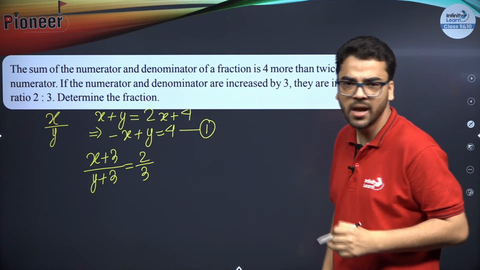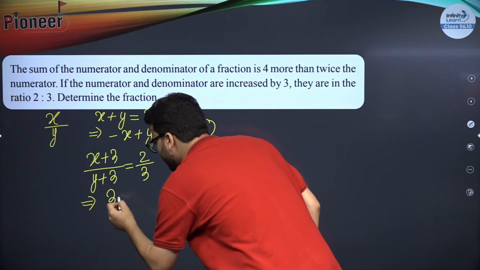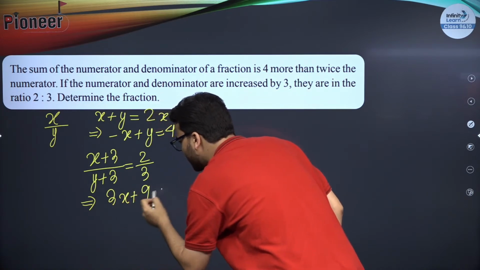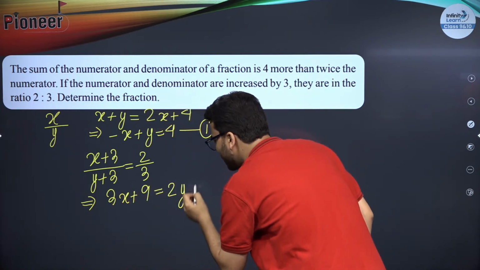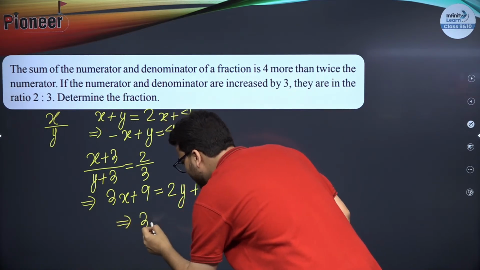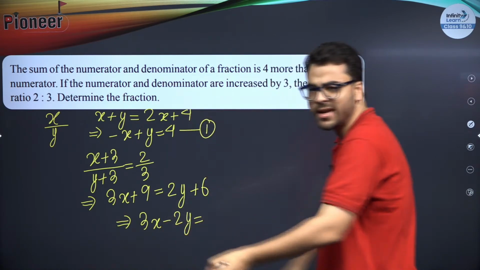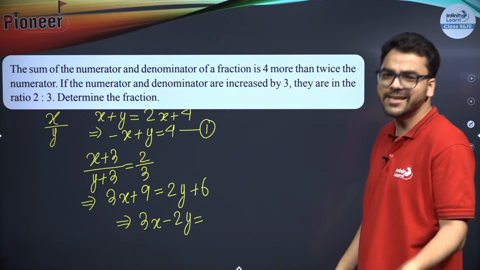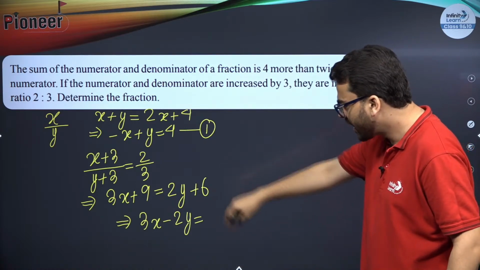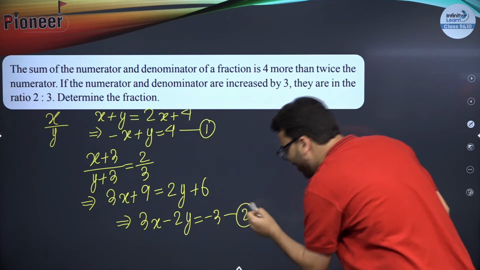Simple question over here. So let's simplify this thing. Let's cross multiply. What will you get? You'll get 3x plus 9, and that is equal to 2y plus 6 over here. So let's write it in the standard form. So you can write it 3x minus 2y, and that is equal to minus 3. Although, I'm sorry, this is not the standard form, because that is ax plus by plus c. So 3x minus 2y is equal to minus 3. This is the second equation. I hope it is clear.